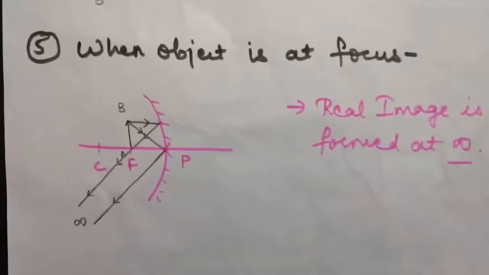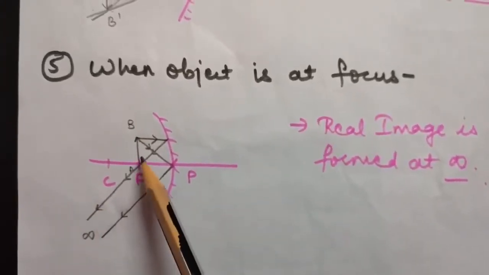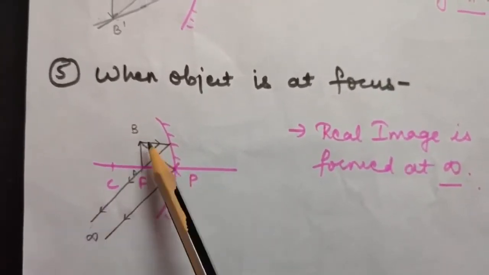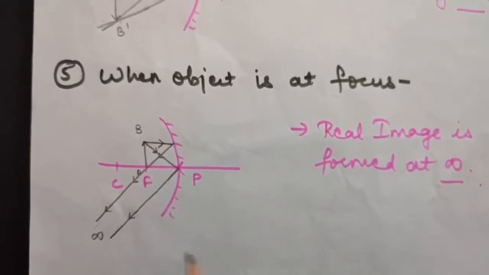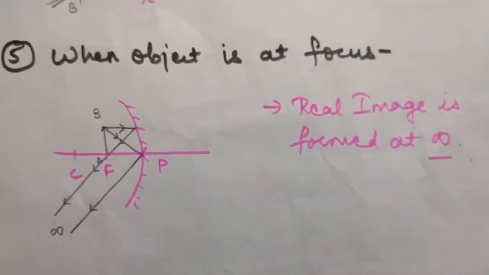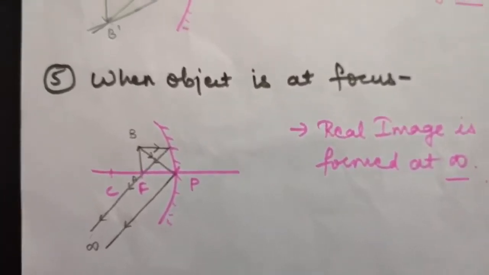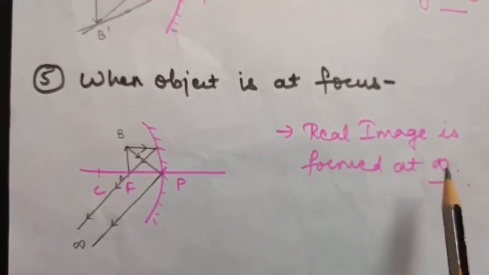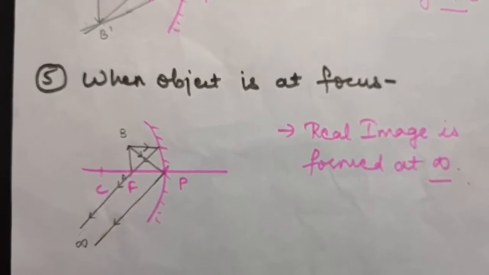Okay, so the fifth is when object is at focus. So our object is at focus. This is our object AB. Again two rays, parallel to principal axis passing through focus, and this one through pole. So now when you will draw this ray diagram, as you can see here, these two reflected rays will come parallel to each other. So as you know, if the two rays are parallel, then we assume that they will meet somewhere at infinity. So we can say a real image will be formed but at infinity, because parallel rays are coming after reflection.